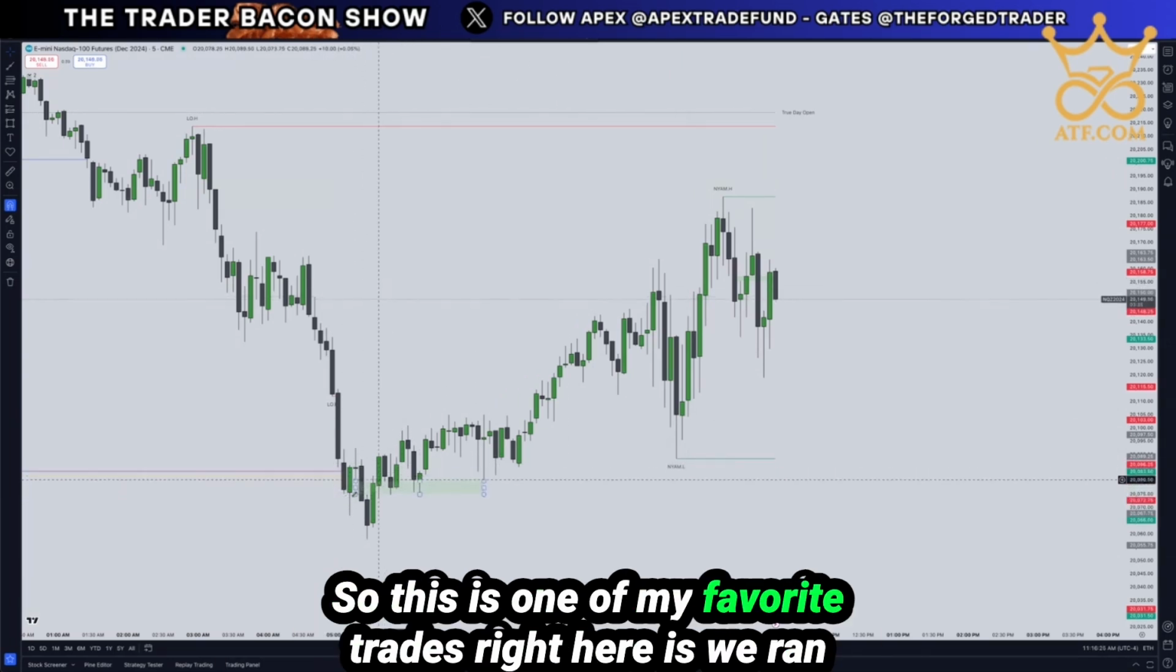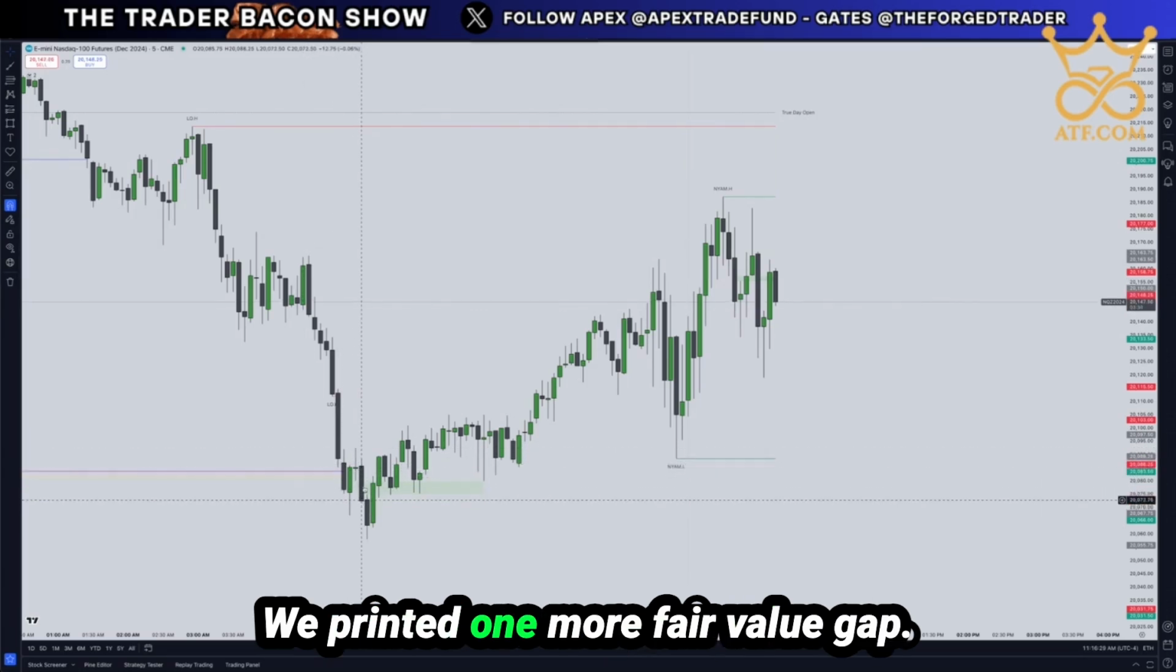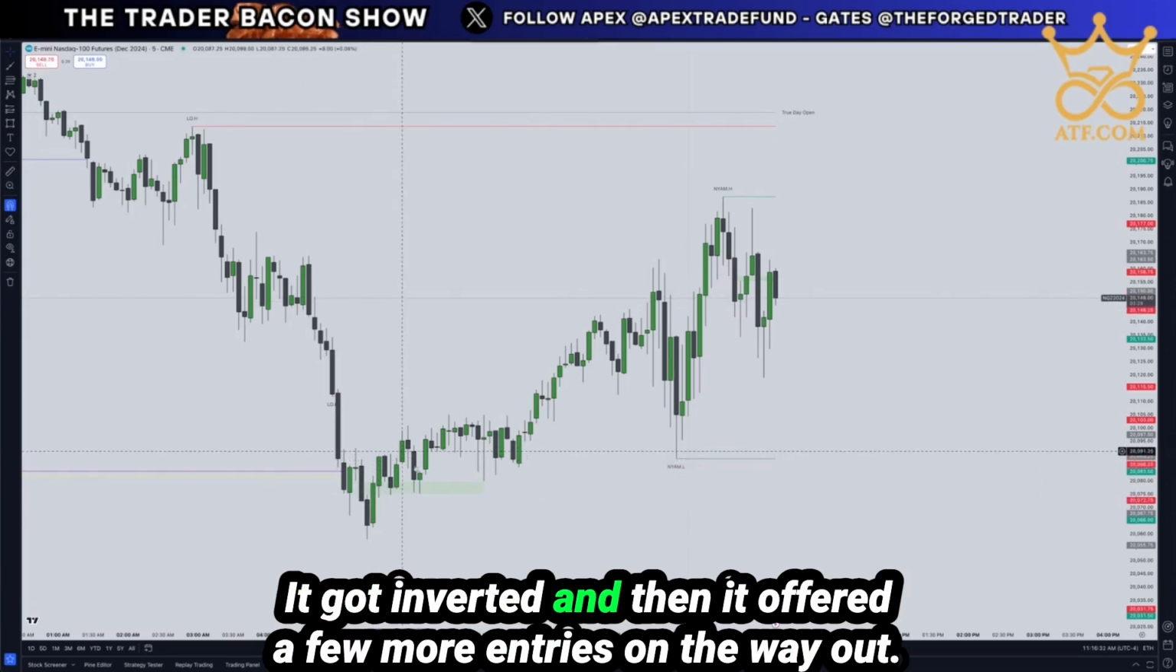You can see this time there was one, two, three, four chances to get into that after a reversal. So this is one of my favorite trades right here: we ran a time-based liquidity level. We printed one more fair value gap. It got inverted, and then it offered a few more entries on the way out.